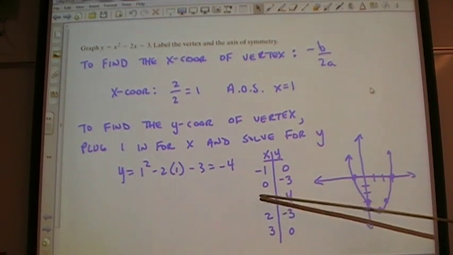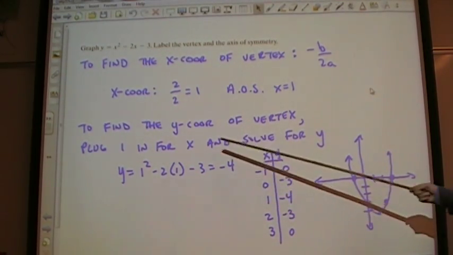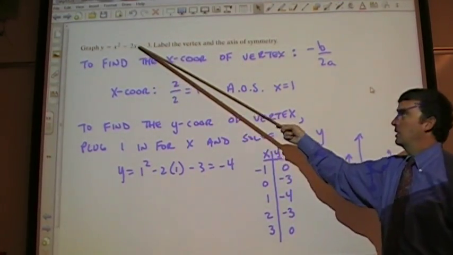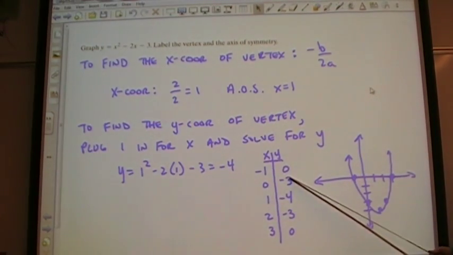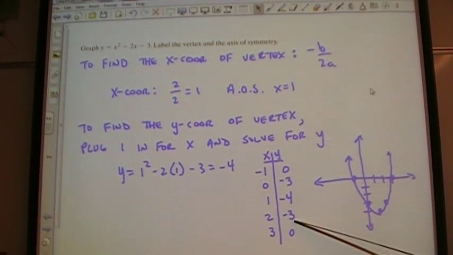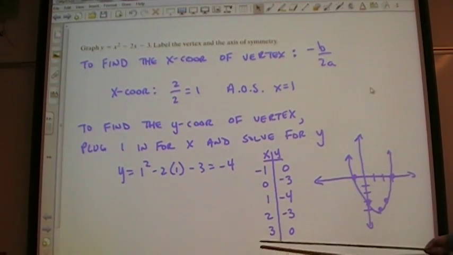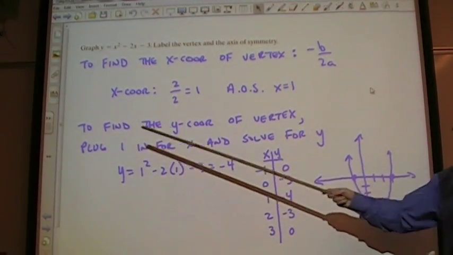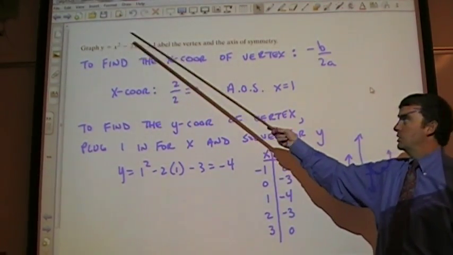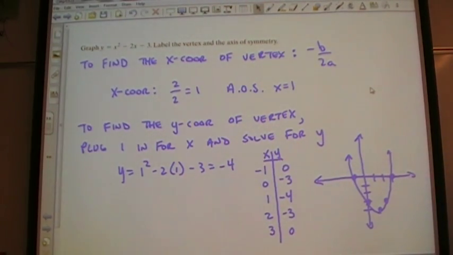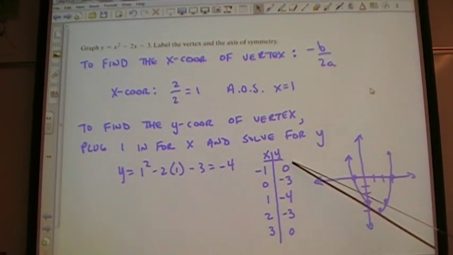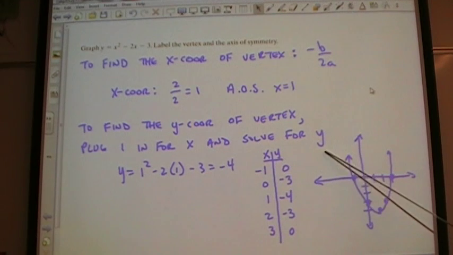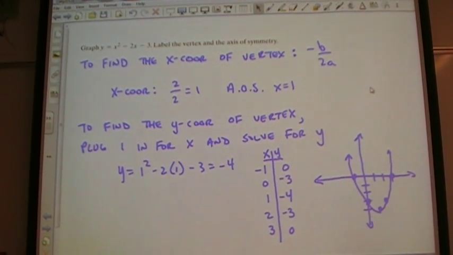So when you plug 0 in, that's the easiest one to plug in. When you plug 0 in to x, you get negative 3. So that means that you have to get negative 3 here. When you plug 3 in, 3 squared is 9, minus 6 minus 3 is 0. So that means I got to get 0 here also. Plot the points and you're done.